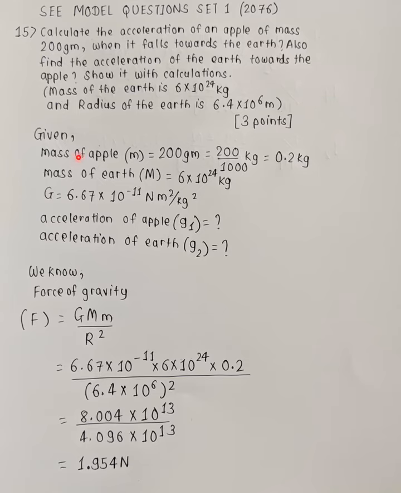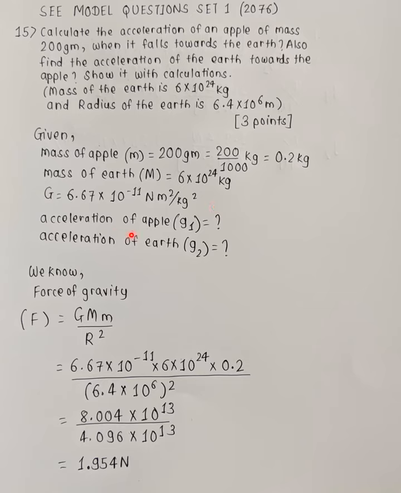So let's write what's given. The mass of apple is 200 grams. We choose to work our calculation in SI units, so we change gram into kilograms by dividing by 1000. So you have a 0.2 kilogram apple. The mass of the earth in kilograms is given. And you have Newton's universal law of gravitation constant, 6.67 into 10 to the power minus 11 Newton meter square per kg square. If it's not given, you must know it.